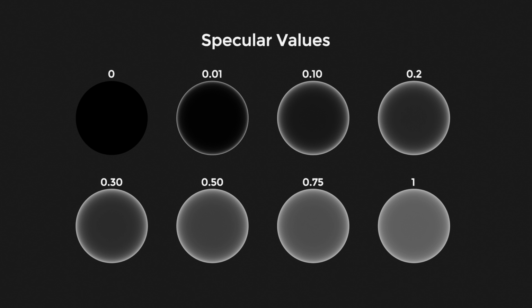And at all values except 0, specular reflection approaches 100% as the angle of incidence approaches 90 degrees, or parallel to the surface, which is why the rims of all the spheres, no matter the specular value, are still bright white. So which value is right for your material?